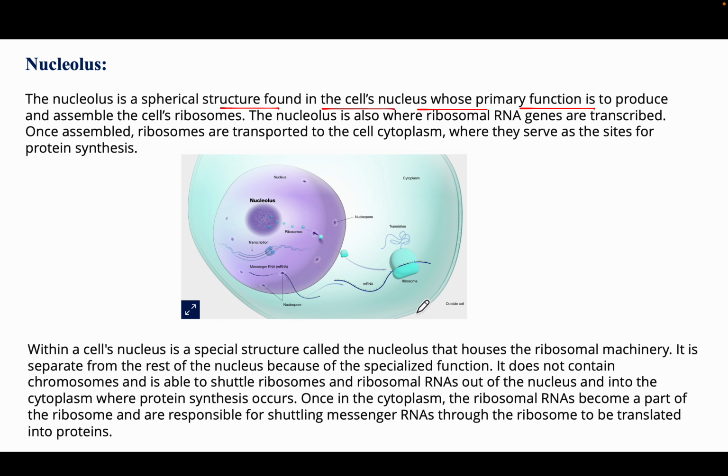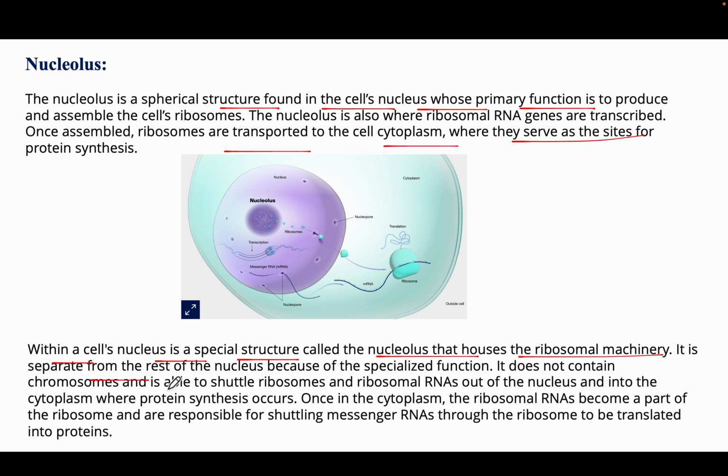Here you can see this is a cell, and inside the cell there is a nucleus, and inside the nucleus there is a place which is the site of ribosomal RNA gene synthesis, where the genes get transcribed. That place is called the nucleolus. Once assembled, the ribosomes are transported to the cell cytoplasm, where they serve as the sites for protein synthesis or translation. Within a cell's nucleus is a special structure called the nucleolus that houses the ribosomal machinery.